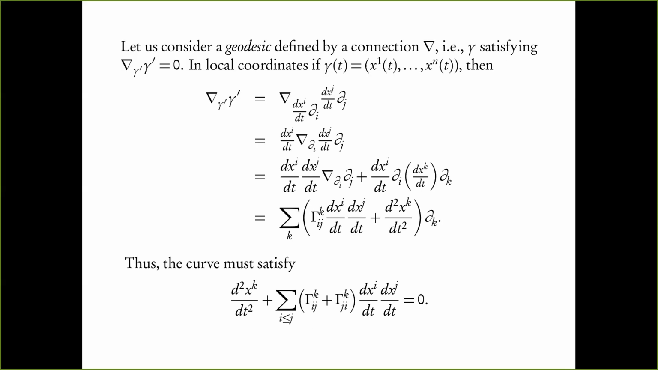So the upshot is the following: if you wanted to calculate a geodesic for a connection, it's determined by the symmetric part of the connection. That's the upshot. The antisymmetric part never appears in the geodesic equation for a connection.